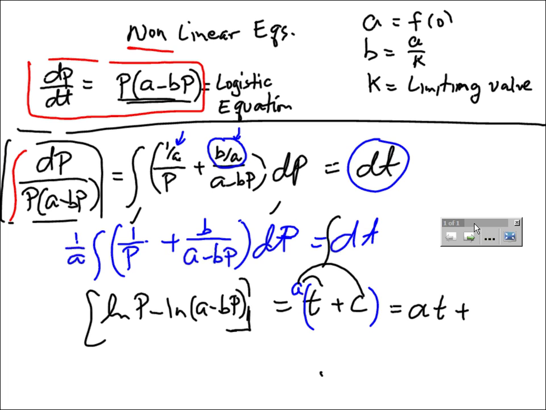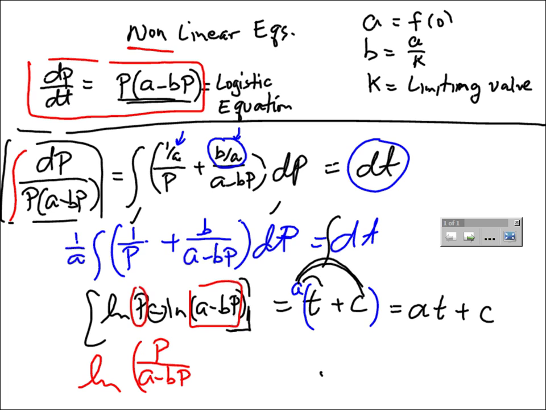But a times c. A multiple of c is just a different c. I mean, a is the constant. It's 7. 7 times, make believe for a moment. 7 times c is just another constant. Okay, we're subtracting ln of one thing minus ln of another thing. That's ln of the division of the things. And this is equal to at plus c.